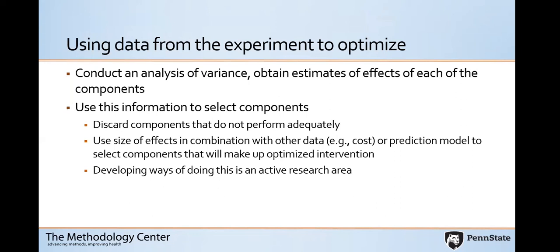Maybe it's having a significant effect on the outcome. Maybe it's having an effect of a particular effect size. There are a lot of different ways to define what adequately means. You can use the size of the effects in combination with other data, for example, data on cost, to select components that will make up the optimized intervention. And there are guidelines for doing this. There are a lot of different approaches, and developing ways of doing this is an active research area, but there is a publication on this that appeared a few years ago in the journal Translational Behavioral Medicine.